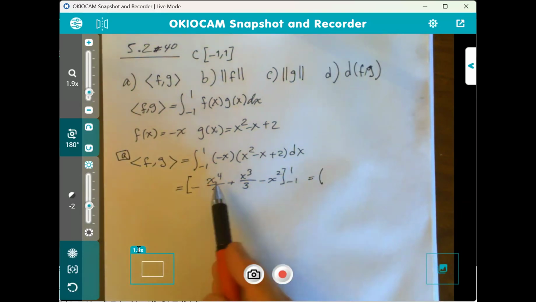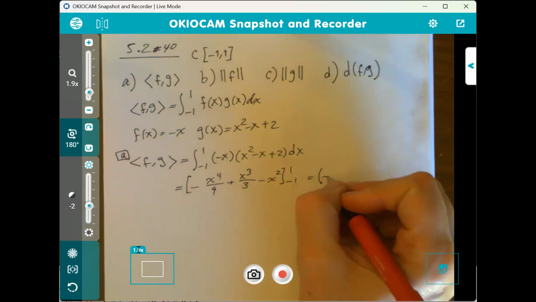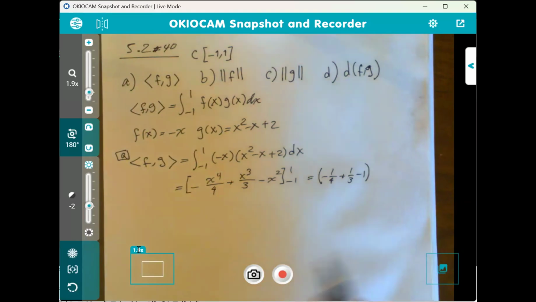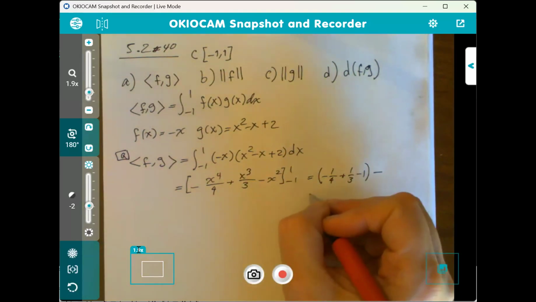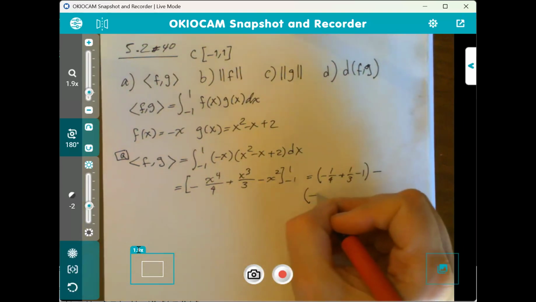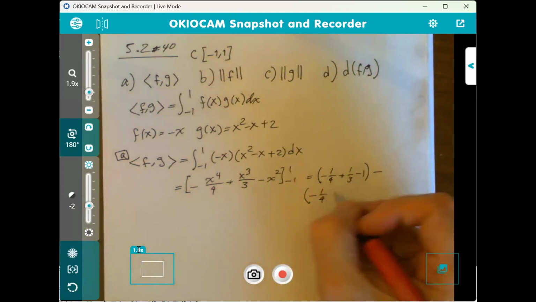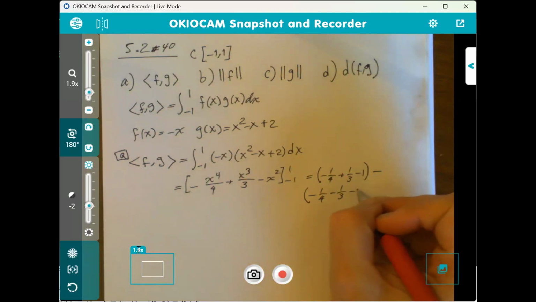So for the upper limit, you put 1 in for x. So I'm going to get -1/4 plus 1/3 minus 1, right? That's when you plug in 1, the upper limit, minus, and then we plug in the lower limit. For the lower limit, we plug in -1 for x. -1 to the 4th is 1, so that's again -1/4. -1 cubed is -1, so that's -1/3. And the last one, you square the -1, you get 1, and then negative on the outside.